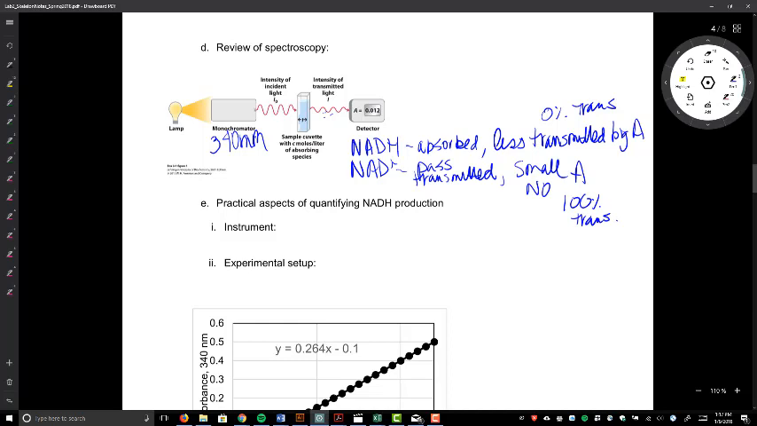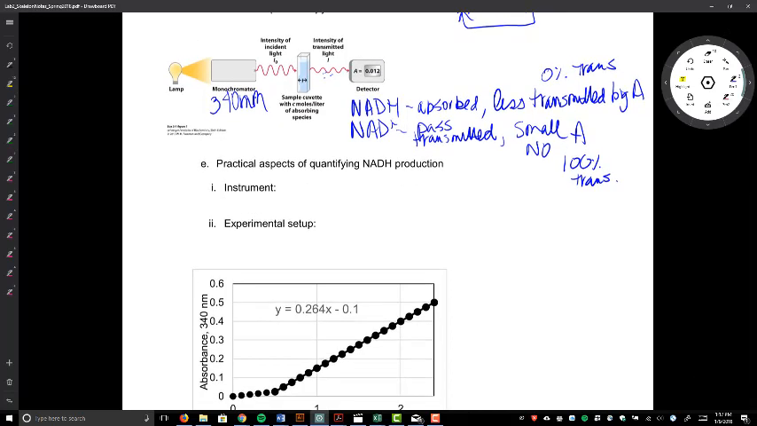And then we can use the Beer-Lambert law, more on that in a second, to interconvert between the change in absorbance and the change in the concentration. So the instrument that we're going to be using is a Carry 60. This is a nice instrument because it records all your data for you and in very short increments, and it has a computer hookup.